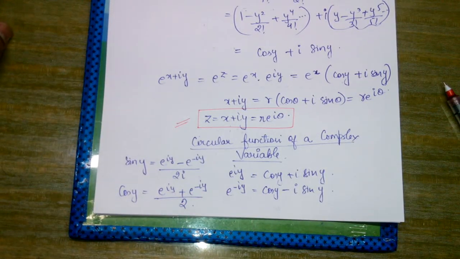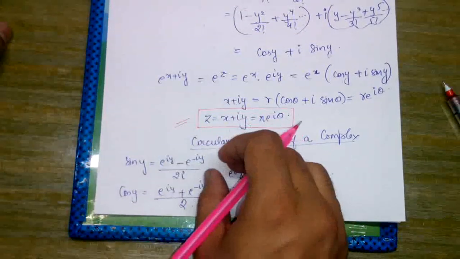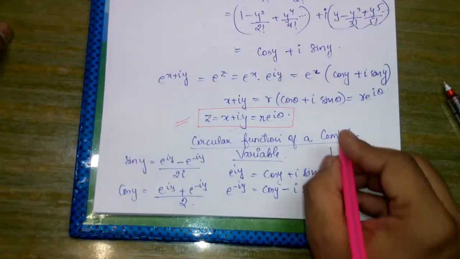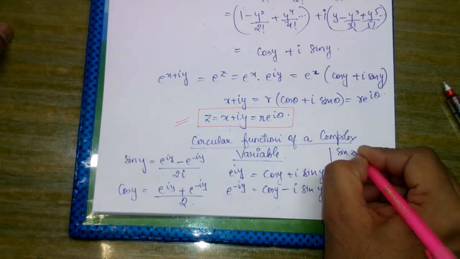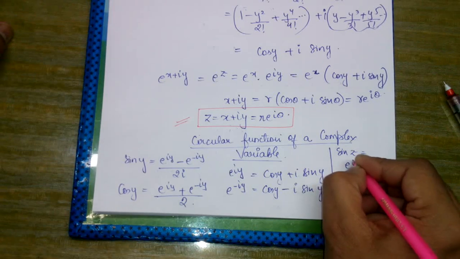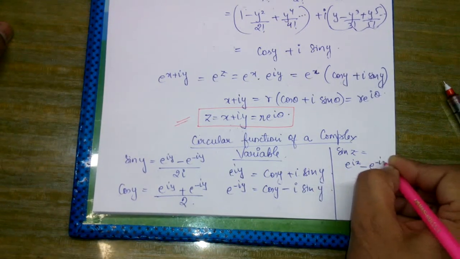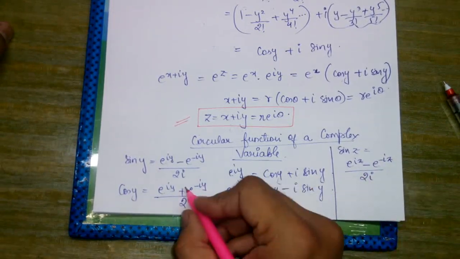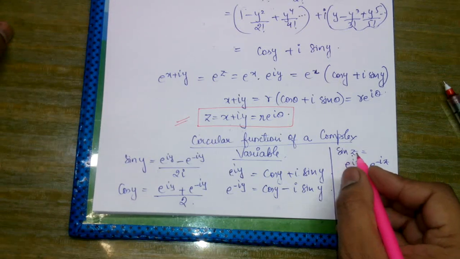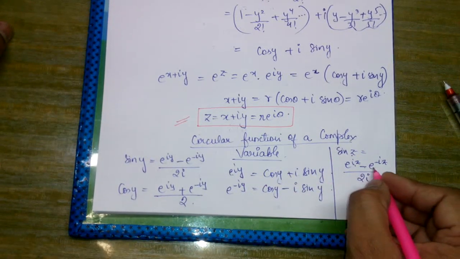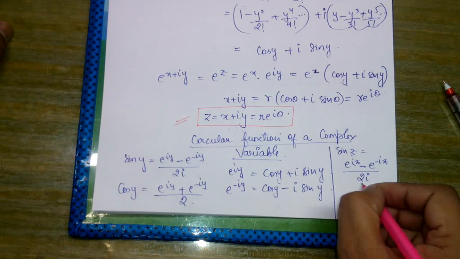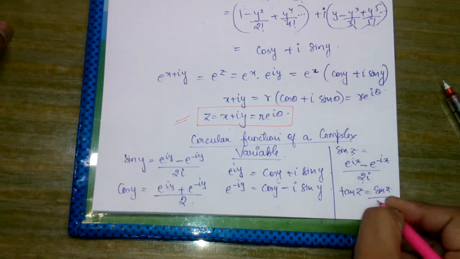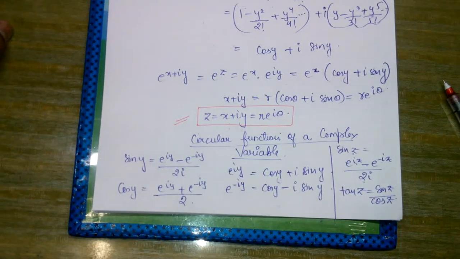Okay, so it is therefore natural to define the circular functions of the complex variable z by the equations, that is sin z is simply equal to e to the power iz minus e to the power minus iz upon 2i, and cos z can be written as e to the power iz plus e to the power minus iz upon 2, and tan z can be simply evaluated as sin z upon cos z.